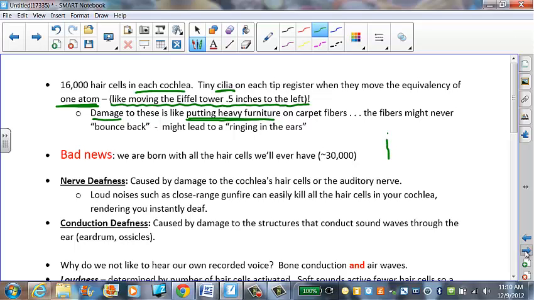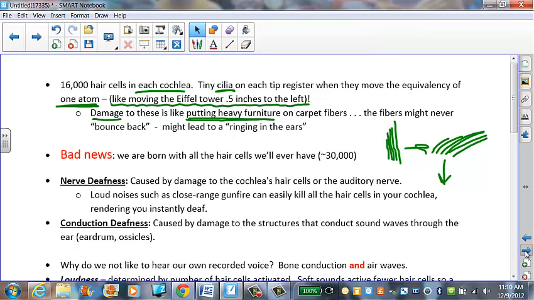Instead of those hair cells standing up, after a rock concert those hair cells may be bent over like this and stay bent over, which means they're sending signals to the brain that they're bent and that there should be sound, even though there isn't any. Now, a soft conversation might be like walking on those carpet fibers and they bounce back right away, but loud noise is not so good.